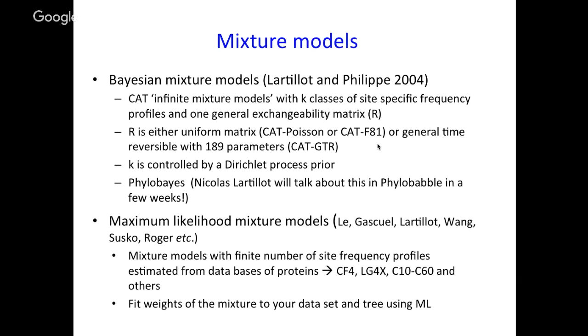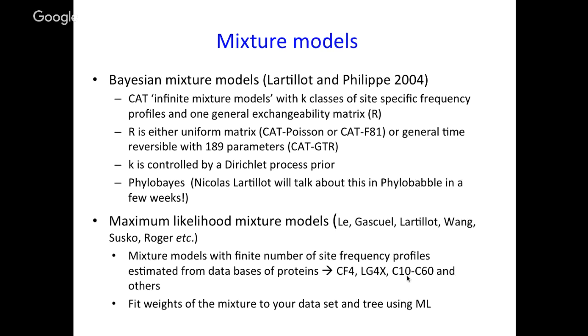The alternative to the Bayesian approach is maximum likelihood implementations of mixture models, which have been done by many different workers as well. The approach here has been more to try to estimate a finite number of site types or site classes, often using frequency profiles, where we look at databases of proteins and try to figure out whether there are a finite number of classes that cover different types of sites in our own data. Then, in a mixture modeling paradigm, we fit the weights of the mixture to our data set using maximum likelihood.